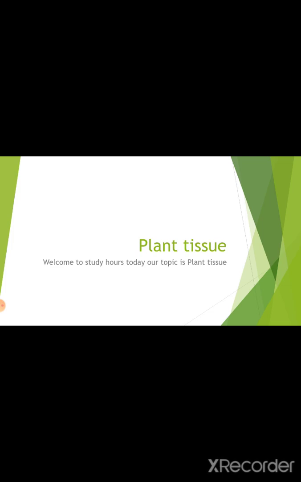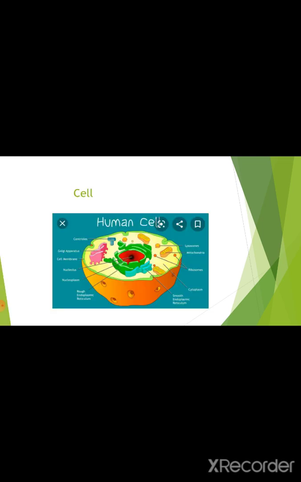Today my topic is plant tissues. A cell. We know that cell is a structural and functional unit of life. All living organisms, plants and animals, are made up of cells. There are different types of cells. Each type of cell performs a specific function. Similar types of cells form a group and perform a specific function. It is called a tissue.